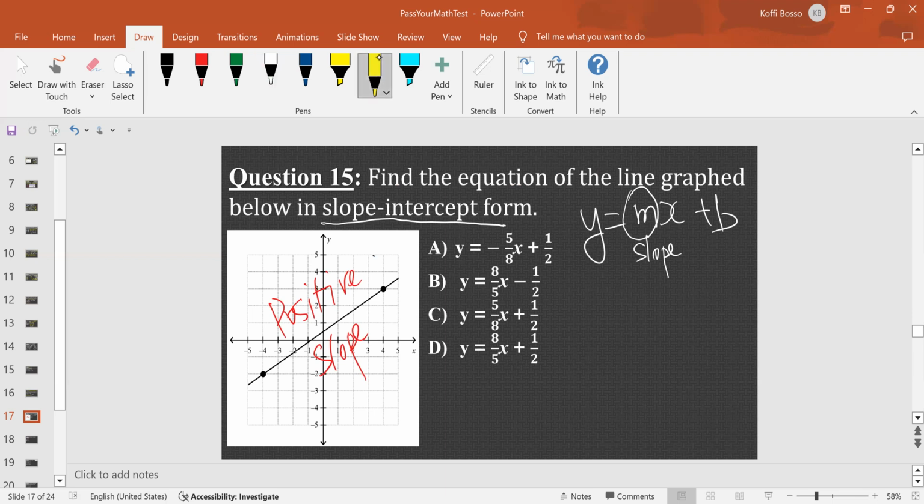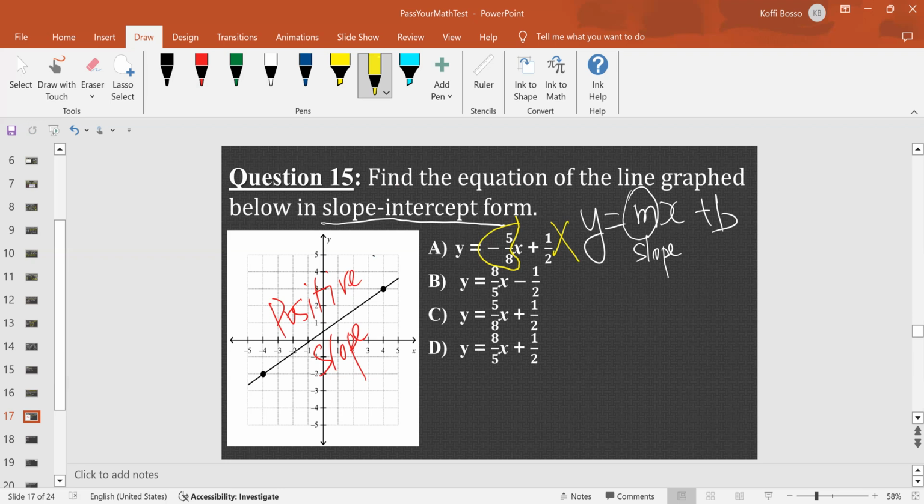Therefore, you see that the slope for line A is negative 5 over 8. Because it's a negative value, A is out, because my slope has to be positive. Now we have B, C, D left, three choices, and all of them here have positive slope.